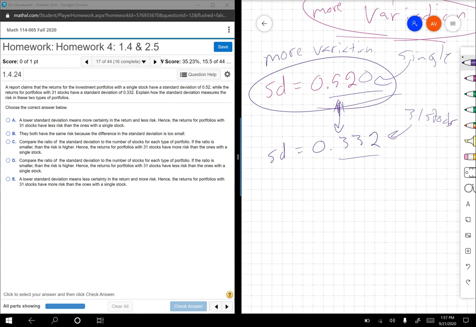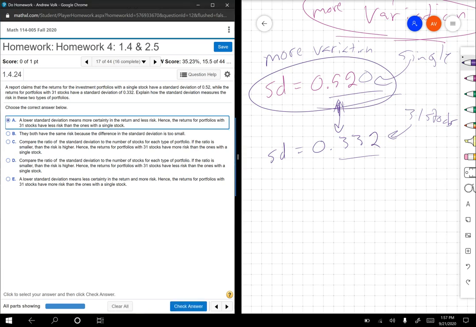So let's look at the choices. A lower standard deviation means more certainty in the return and less risk. Hence, the returns for portfolios with 31 stocks have less risk than the ones for a single stock. I kind of like that answer, but they could just be making stuff up, so I'm going to read all of them. B, they both have the same risk because the difference in standard deviation is too small. I don't know. I wouldn't necessarily say it's small if we're dealing with investing money. You know, a difference in percentage rate would make me feel like it might be big.